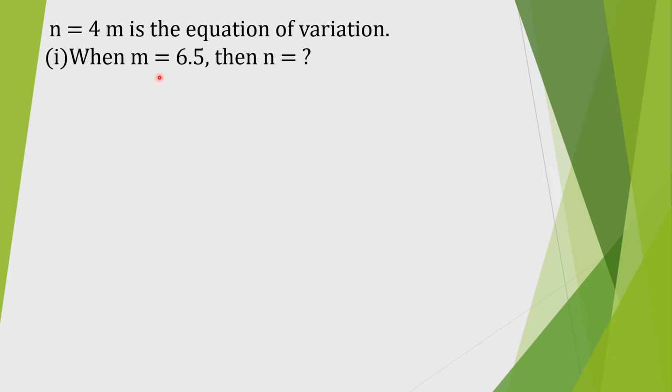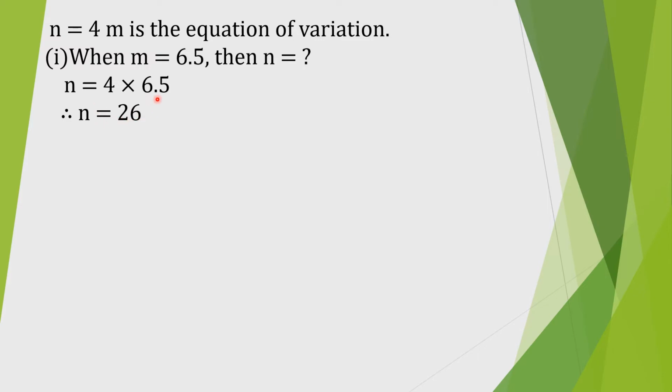So let's find out. First part, when m equal to 6.5, then n equal to question mark, which means we have to find the value of n. So we'll substitute this value of m, 6.5, in our equation of variation. Therefore, n equal to 4 into 6.5. I have just replaced the value over here. So you'll use the equation of variation and you'll find the value of the missing term. Now n equal to 4 into 6.5. So you will multiply 4 into 6.5.